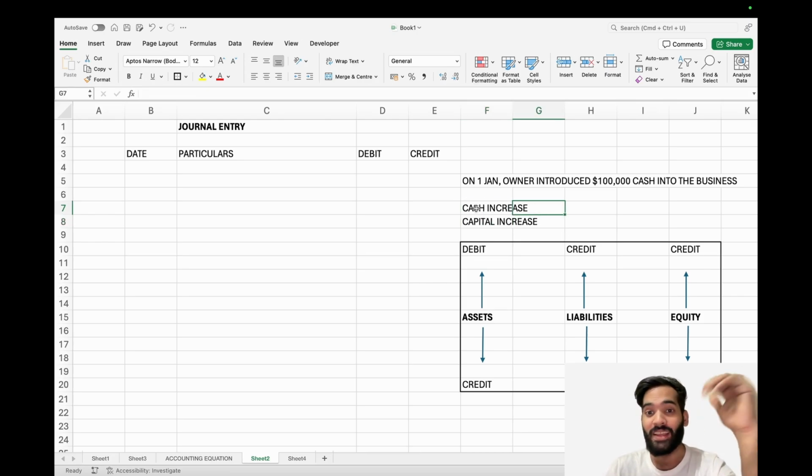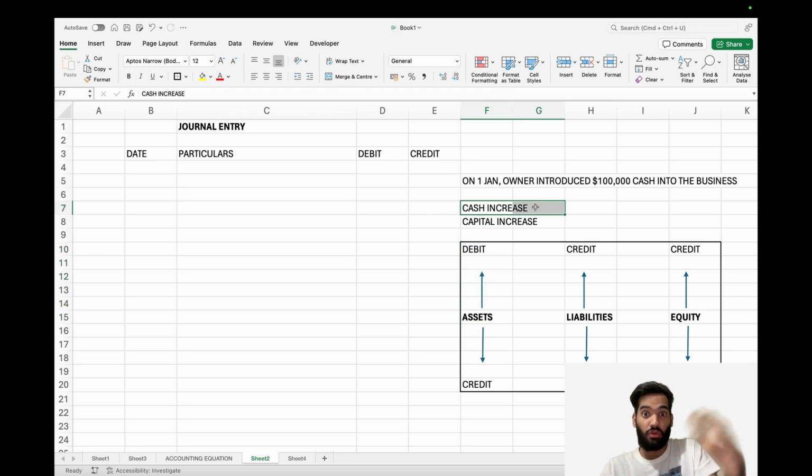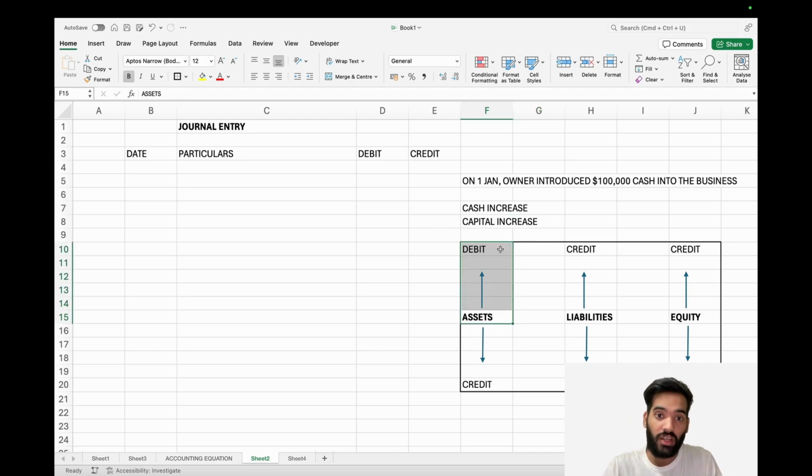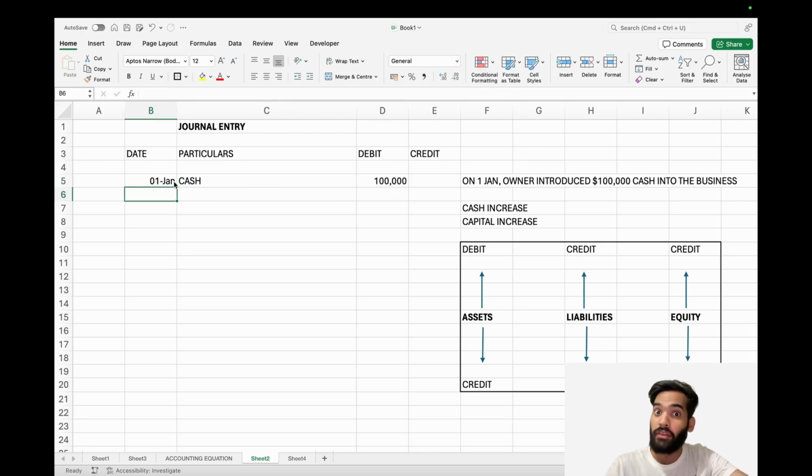Let's see. Cash is an asset. An asset goes up on debit. If you notice again, cash is increasing, so asset is going up, and I have to record that asset is going up. Asset will go up always on the debit side, so I have to say on 1st of January, cash is being debited by $100,000. That's all there is to a journal entry.